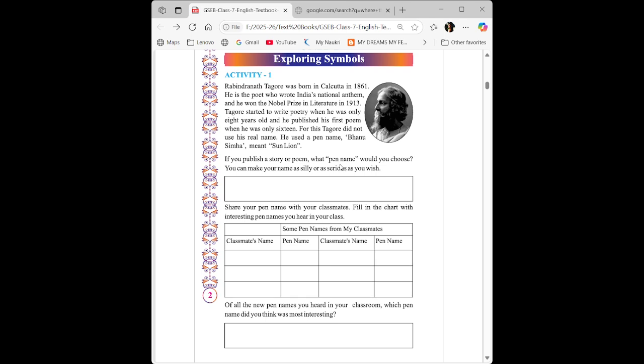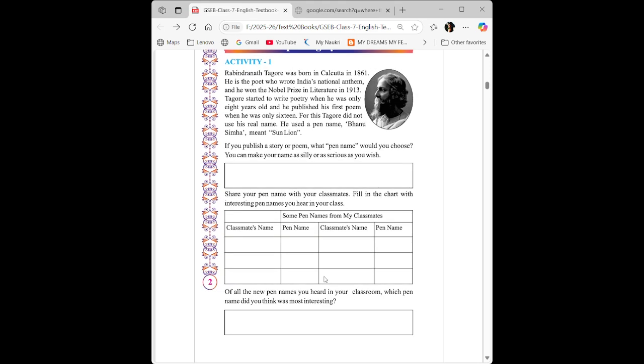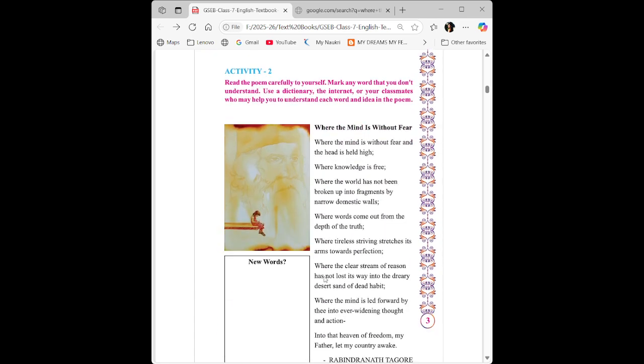And many poets and authors become famous, popular by their pen name, and many times people do not know their real names. So here you have to think, if you publish a story or a poem, what pen name would you choose? Okay, so think about it, and you can choose any sort of pen name. Okay, let's move on to the next activity.